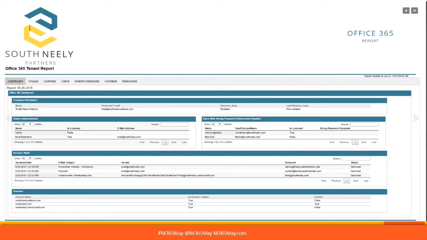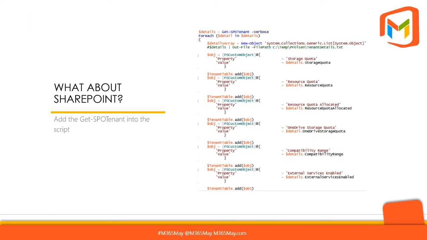But one thing you'll notice is there's some missing information. What about SharePoint? And what about Teams? So SharePoint, to get all the information, there's this command called Get-SPOTenant. It spits out a whole lot of really, really good information. And as you can see, you get your storage quota, the resources, your OneDrive quota. Is external sharing allowed? All that sort of stuff is spit out.